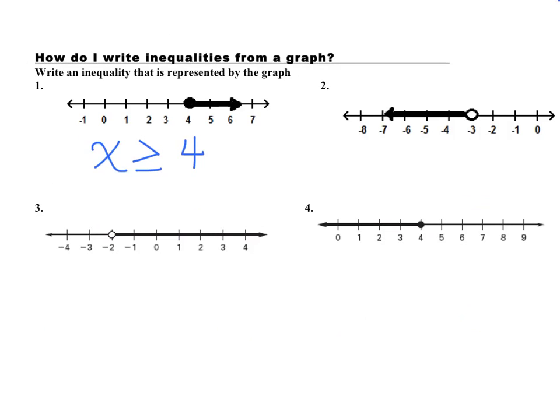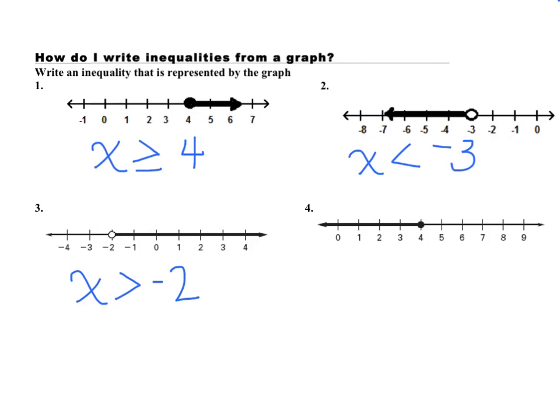All right, number 2. So we have x, and because it's going to the left, it's going to be less than. And because it's an open dot, it's just going to be less than -3. All right, so for our next one, we have x, and it's going to the right, so it's going to be x is greater than, and because it doesn't have a closed-in dot, it's just going to be greater than, and it's going to be -2. So x is greater than -2.